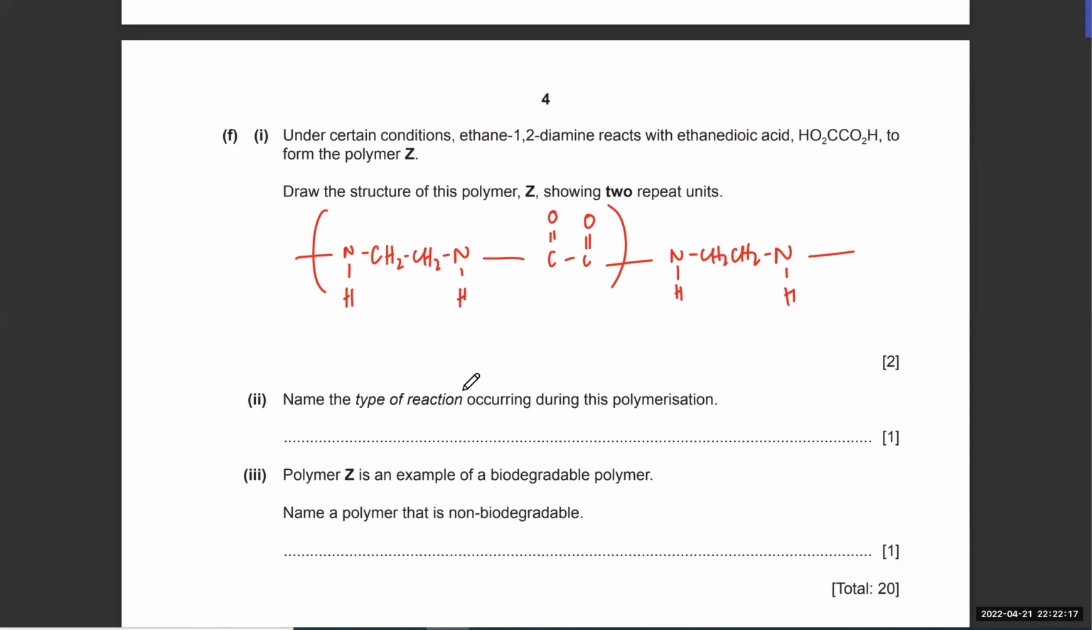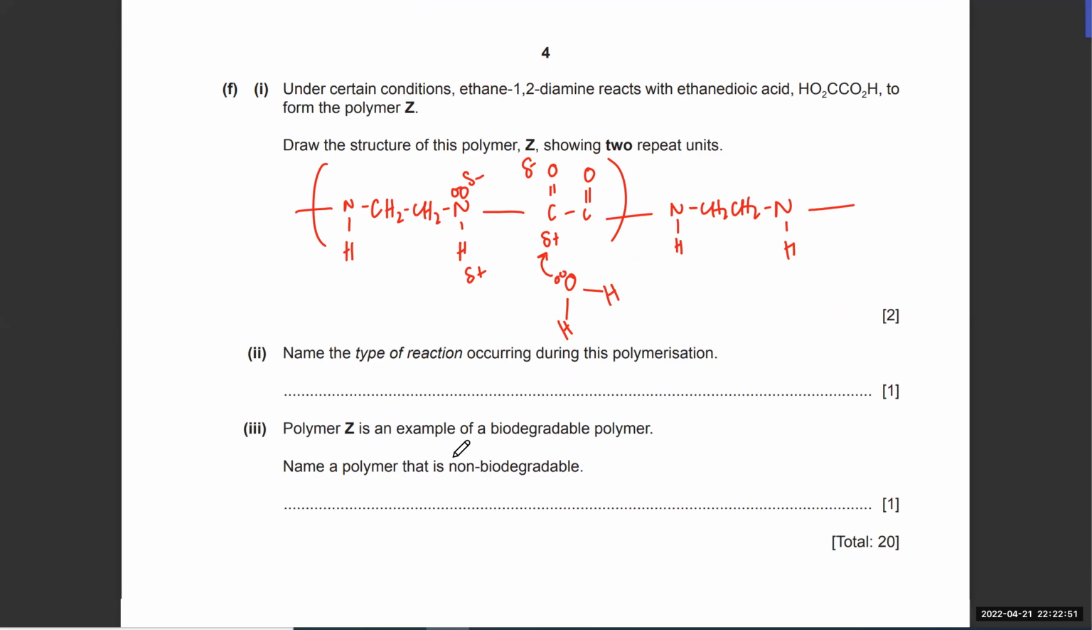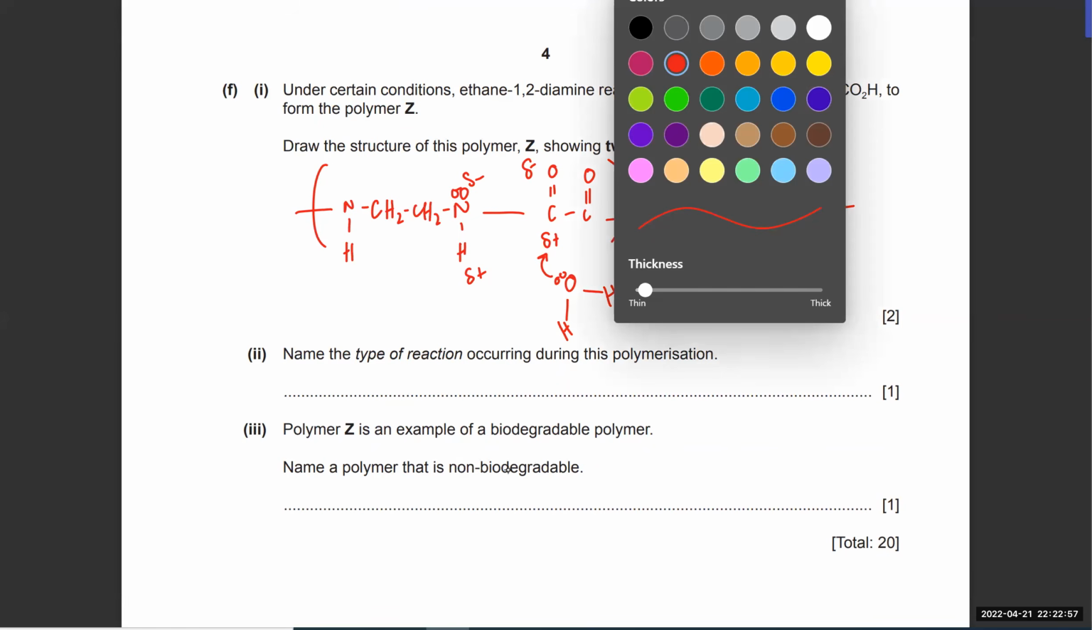Name the type of reaction. That's condensation. And remember, condensation polymers are all biodegradable. What's the reason why condensation polymers are biodegradable? They have polar bonds, so they get easily hydrolyzed. The carbon has a positive charge, the oxygen has a negative, the lone pair over here is negative, the hydrogen is positive, so they're going to attract water molecules and react with water molecules. So the linkages will eventually break. So which polymers are non-biodegradable? Things like PVC and so on.